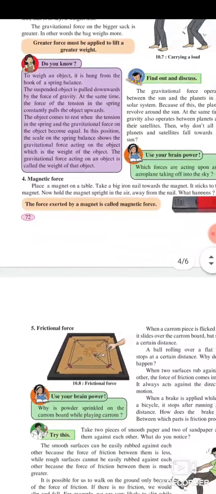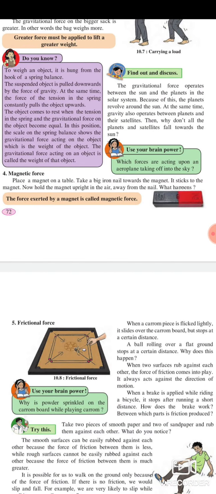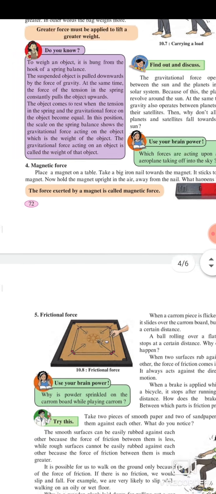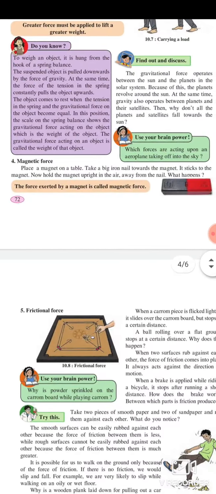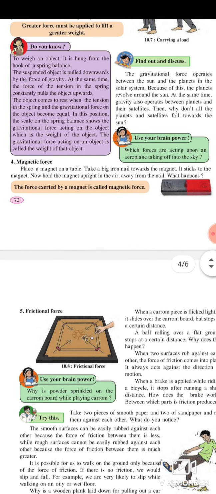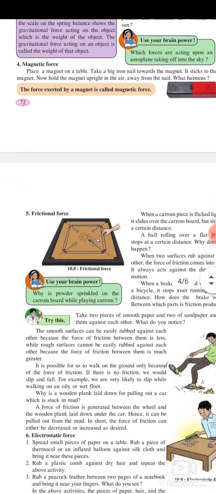Magnetic force. Place a magnet on a table. Take a big iron nail towards the magnet. It sticks to the magnet. Now hold the magnet upright in the air away from the nail. What happens? The force exerted by the magnet is called magnetic force.